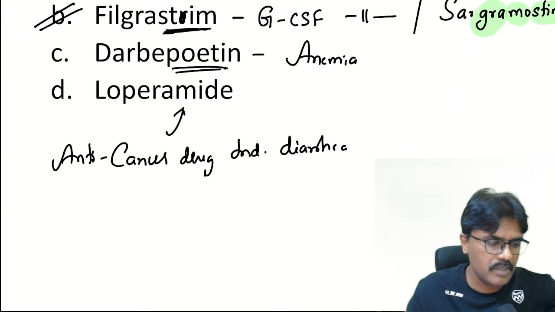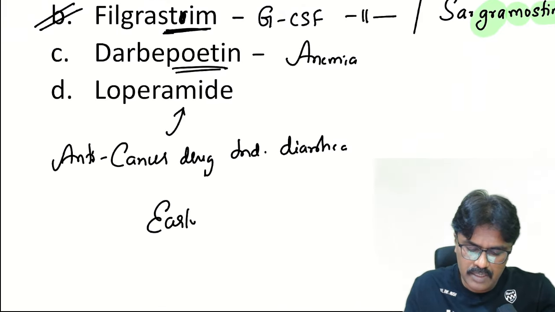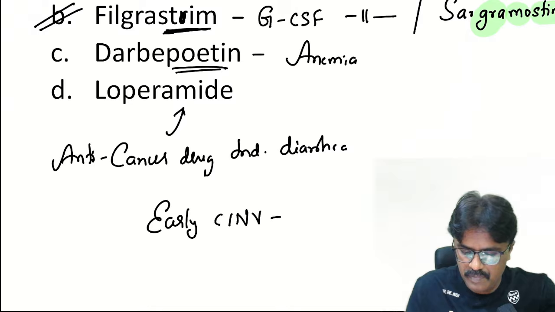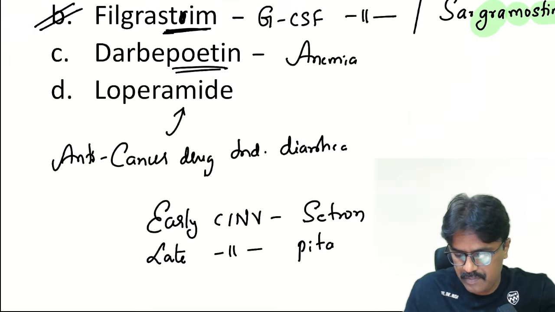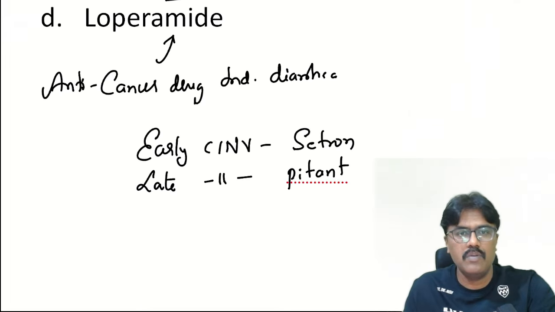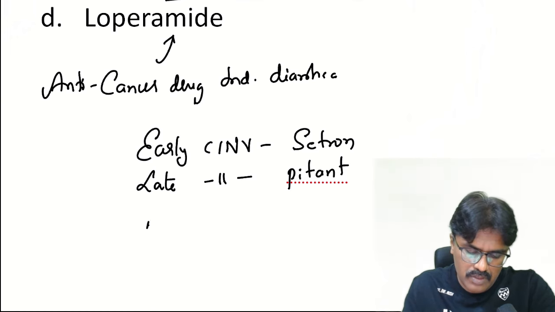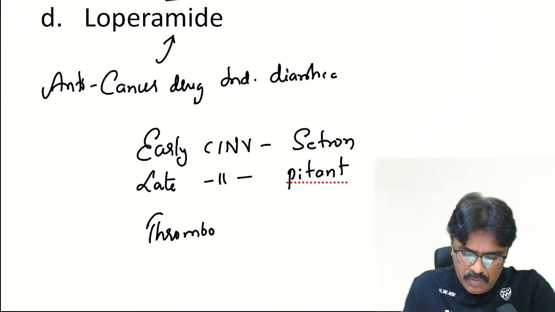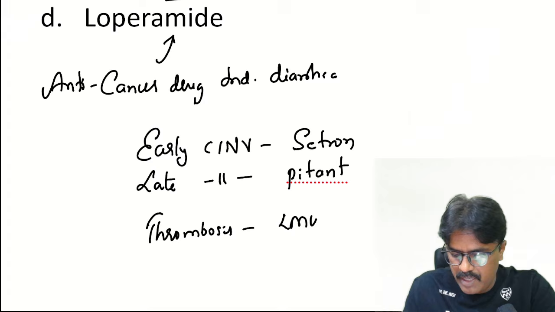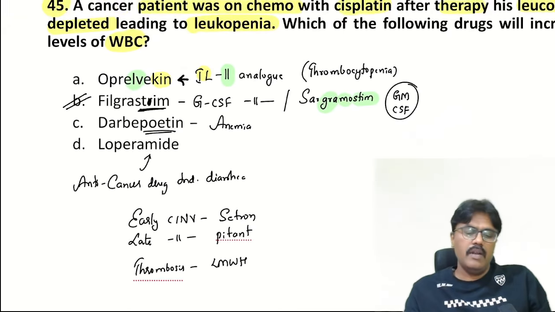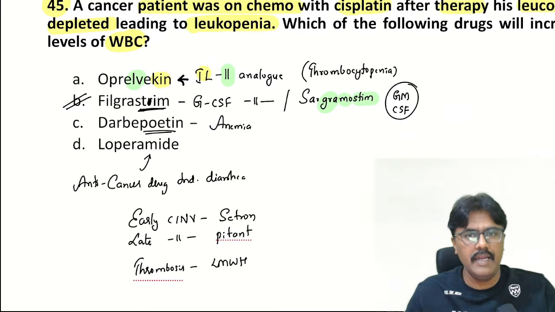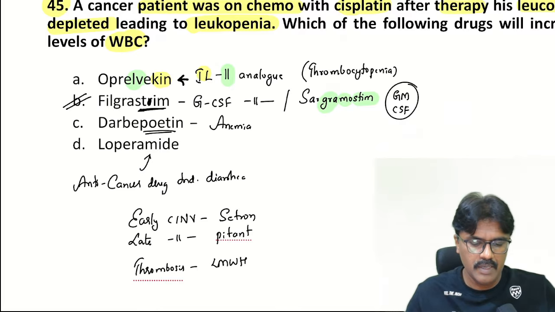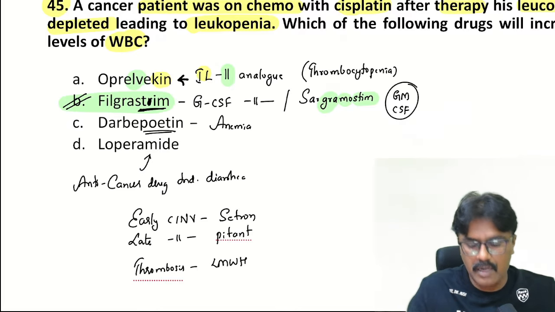So let us revise one more thing. What are the drugs of choice for early CINV? Ondansetron. Late, aprepitant. Yes. Now sometimes cancer can induce thrombosis. What is the prophylactic drug to prevent cancer-induced thrombosis? It is low molecular weight heparin. So this is frequently tested in your exams. The common adverse effect and how do you manage in anti-cancer treatment. So here the answer is filgrastim.